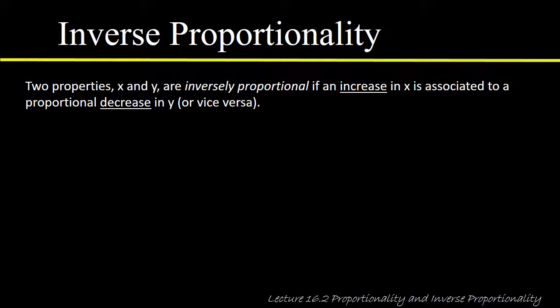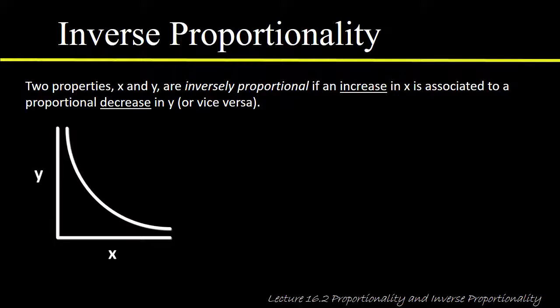So we said that two things are inversely proportional if an increase in x results in a proportional decrease in y. Just as we had a graph for direct proportionality, we can have this graph for inverse proportionality, and you can see that as x increases, y decreases. So we can write this mathematical statement this way: y is proportional to 1/x. That's the same proportionality symbol that we used before.